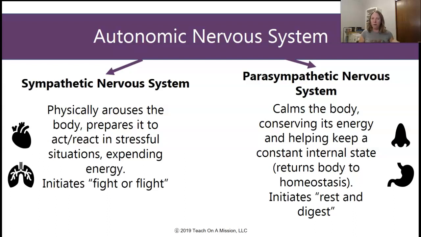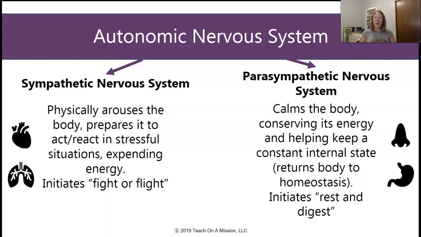So on this part of your slide, or of your notes, we're going to jot down the brief descriptions, and then we're going to take a deeper look again in just a second. So the sympathetic nervous system. This is your action system, your fight or flight, your body get ready for something system.